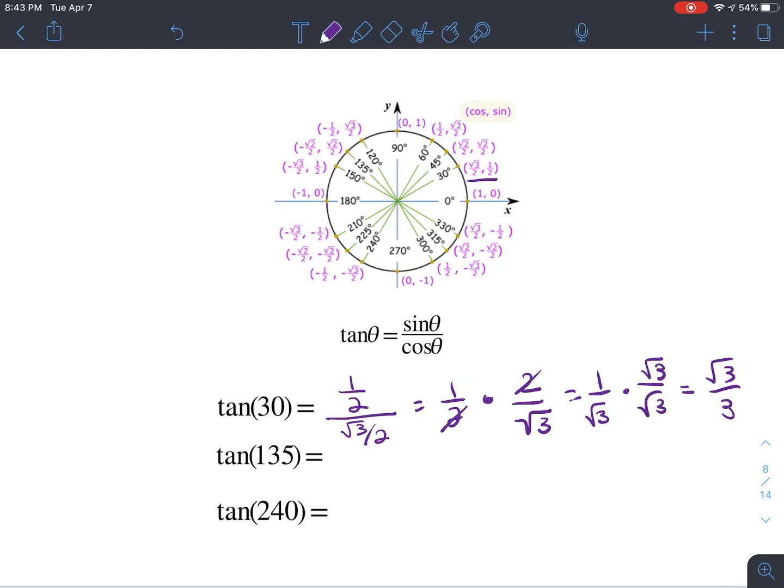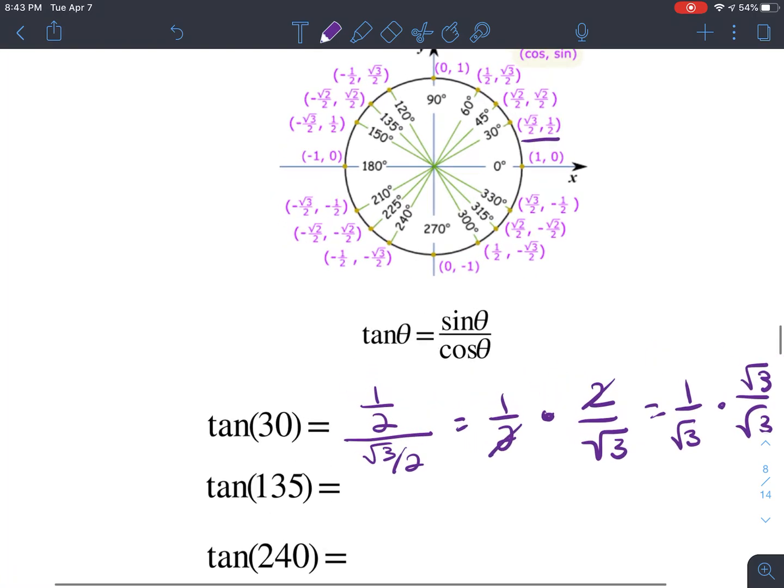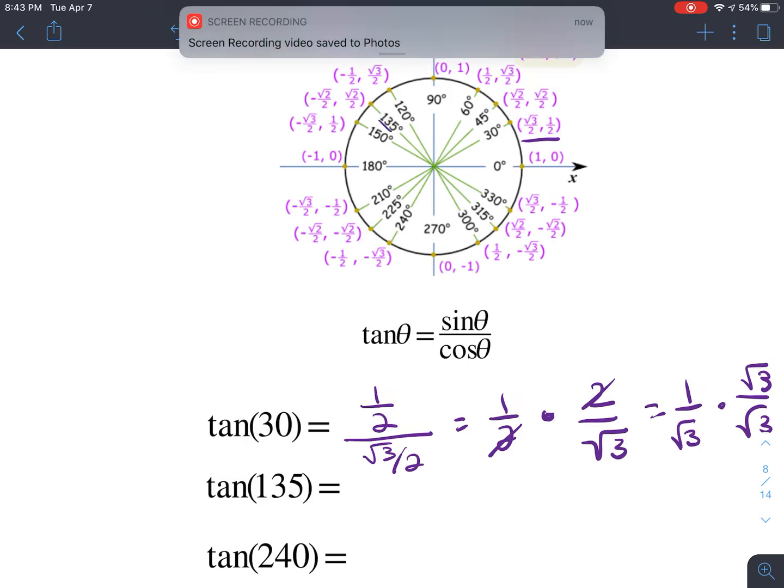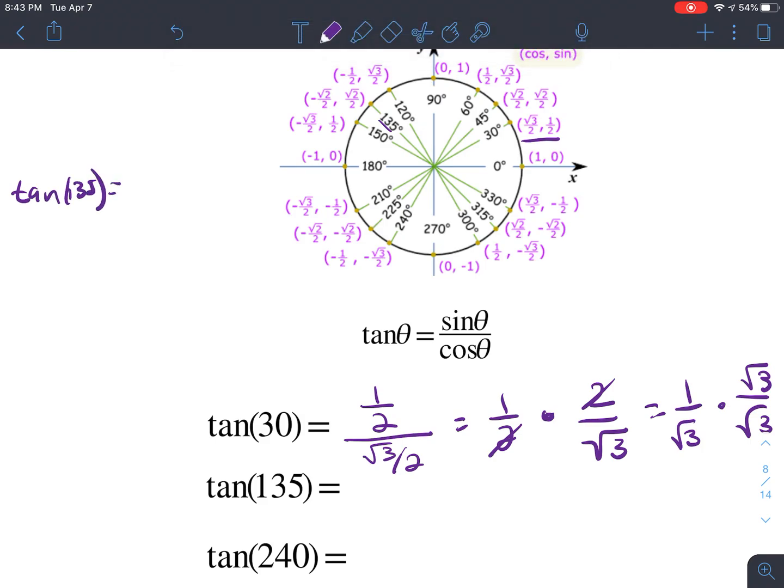Okay, so hopefully you've attempted tangent of 135 and 240. Now we can check our work. So tangent of 135, okay, we're on the unit circle. Again, sine over cosine. So I'm going to do it up here. Tangent of 135. My sine is my y value, radical 2 over 2, over my cosine, which is negative radical 2 over 2.